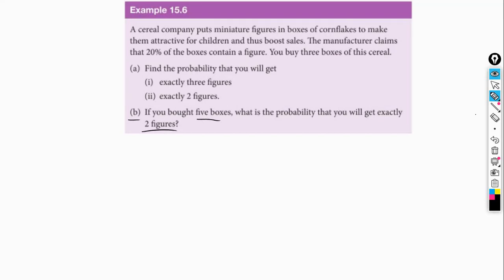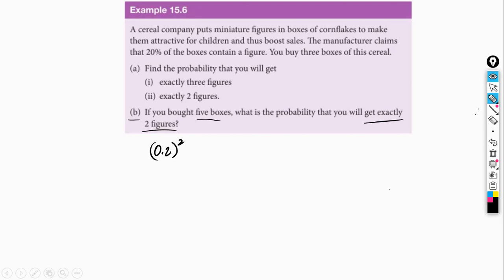So for part B, it says, if you bought 5 boxes, what is the probability that you will get exactly 2 figures? So notice that we don't have 3 boxes anymore, but rather 5. Now, if we do a tree diagram, it would be too extensive. Now notice that if you want to get exactly 2 figures, what does that mean? That means that you have to have 2 successes, right? So that would be 0.2 times 0.2, or 0.2 squared. But this also implies that you would have to have 3 failures. So that would be 0.8 times 0.8 times 0.8, or 0.8 to the power of 3.